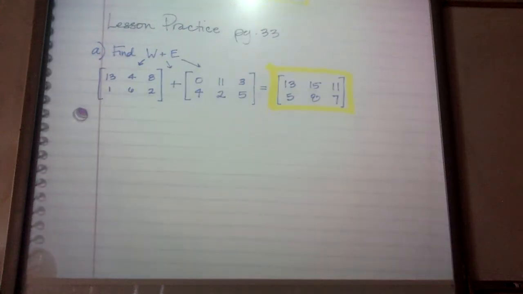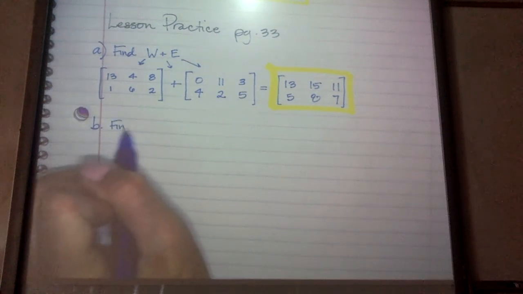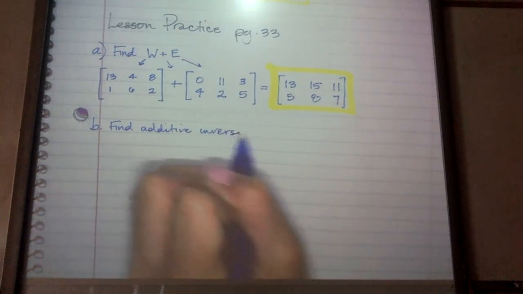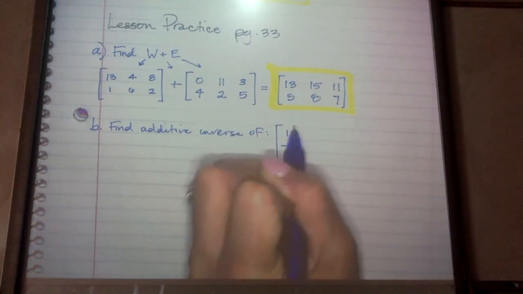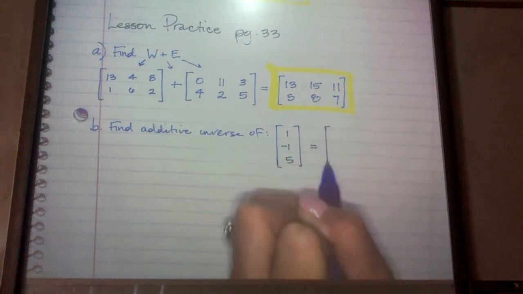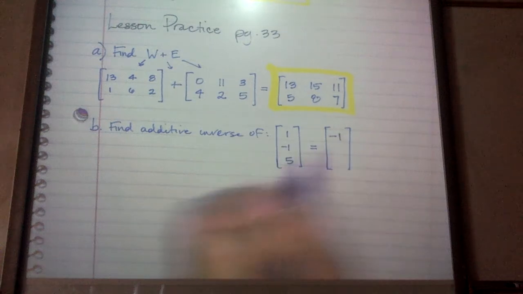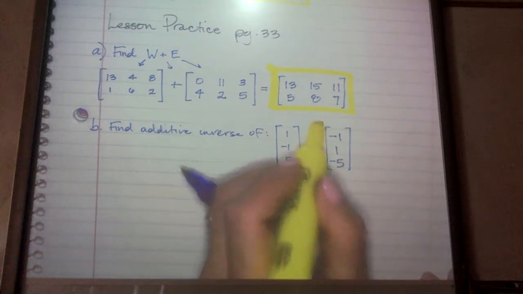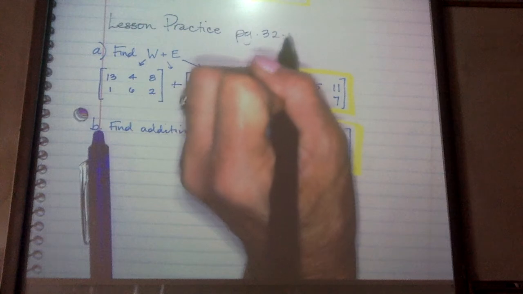So that is A. In part B, it said define the additive inverse of the following matrix. So 1, negative 1, and 5. Remember, the only thing I'm going to do, I'm going to keep the numbers but change the sign. So instead of positive 1, negative 1. Instead of negative 1, positive 1. Instead of 5, negative 5. That's it. Okay, moving on. Oh, I guess the lesson practice goes from page 32 to 33.